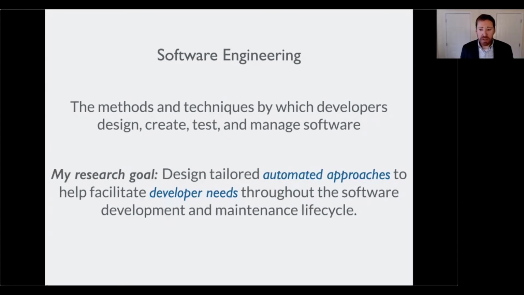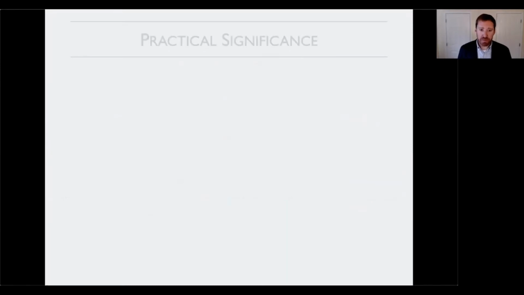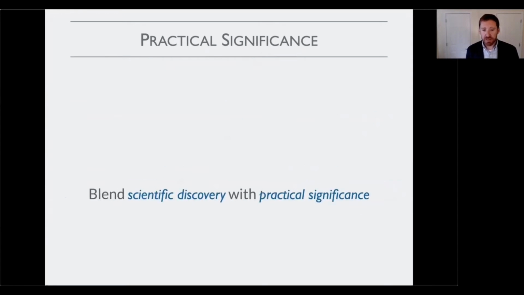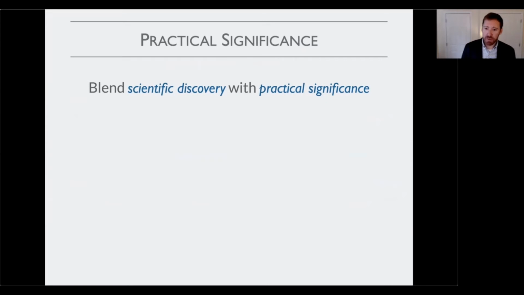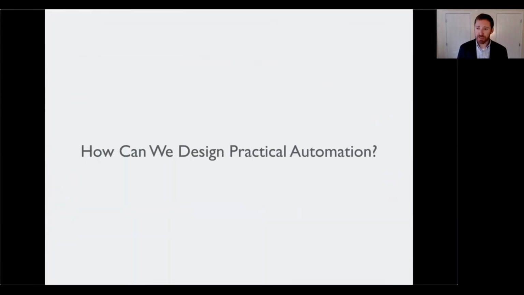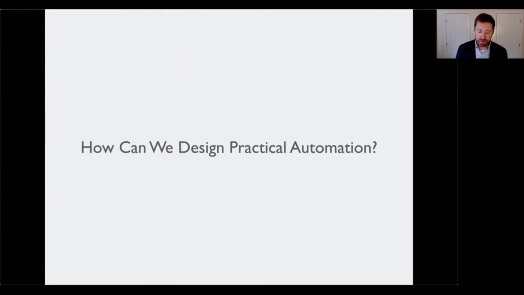One of the key tenets of my work has been to have a focus on practical significance. What this means is I try to blend scientific discovery with practical applicability in industry. I try to do this by working with various different companies to prove out a lot of the research ideas that we come up with in the lab in practice. So you might ask, okay, how can we get to this practical automation for software developers?